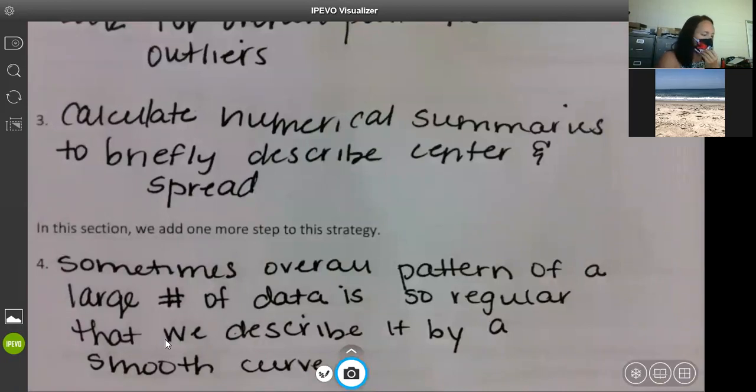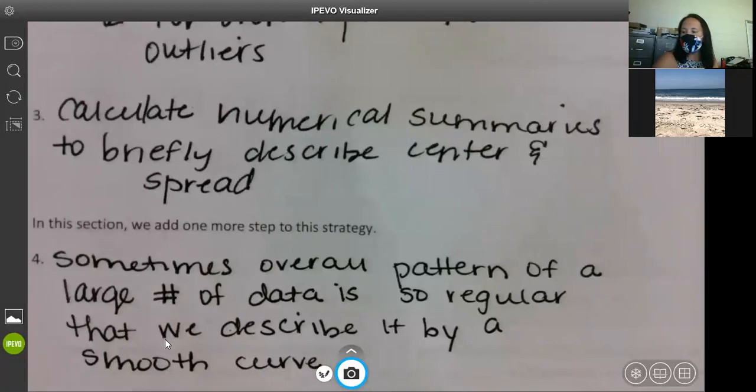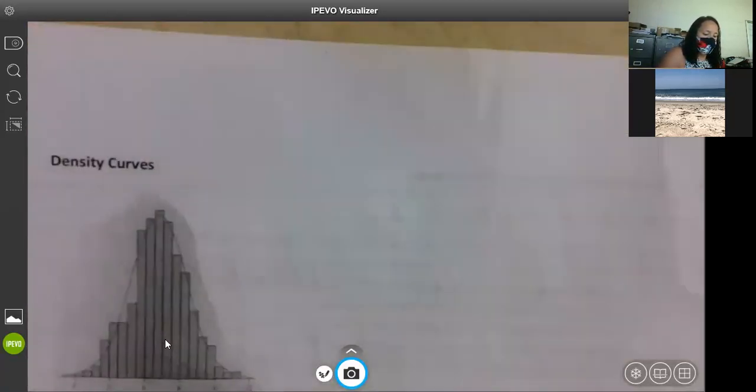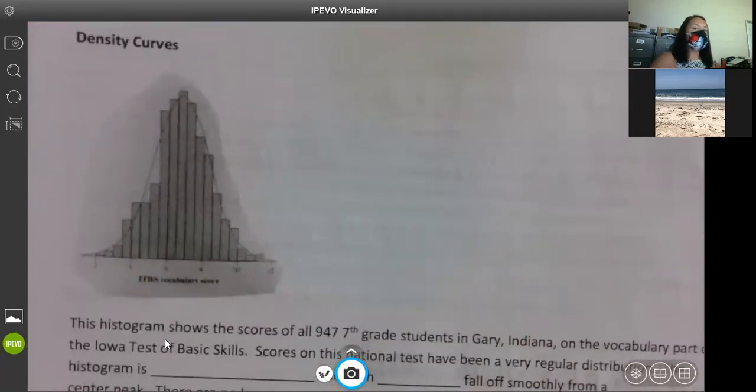All right, when you're done, flip it over. All right, so for density curves, you guys see the histogram underneath, and you see that there is a smooth curve that identifies that histogram. Okay, so that smooth curve is what we're going to start talking about.